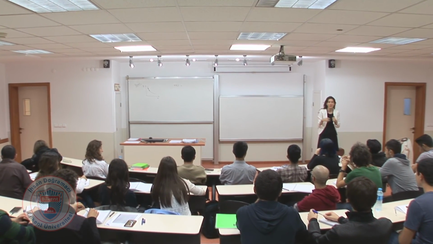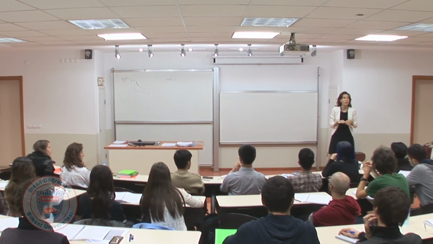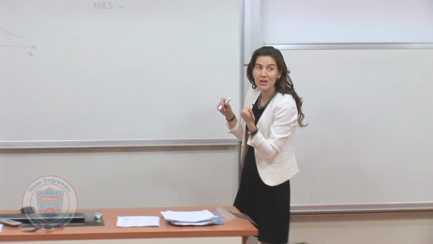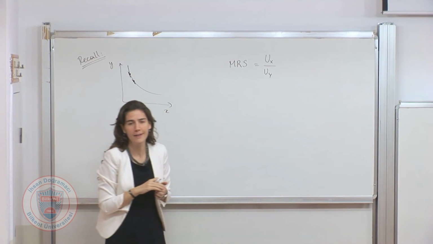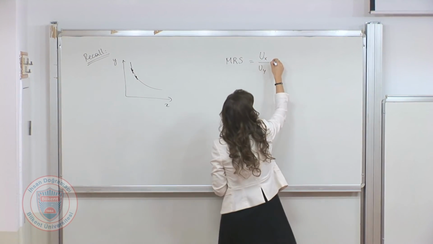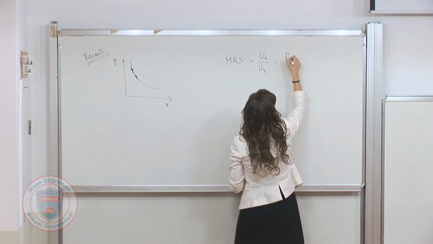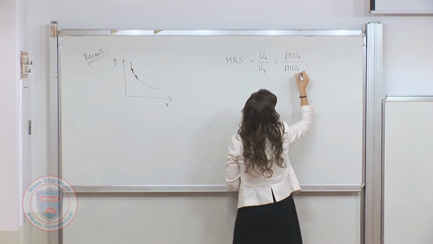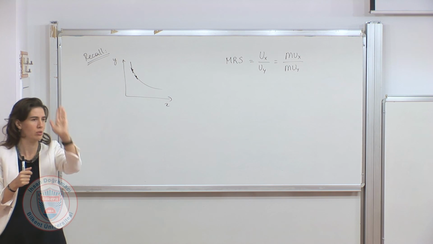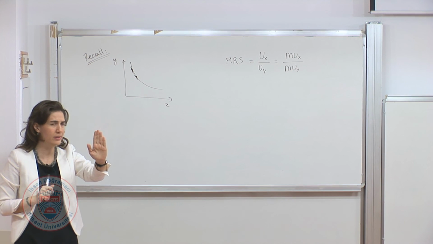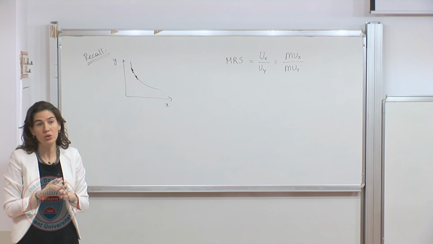So remember, we proved that this marginal rate of substitution is equal to the ratio of the marginal utilities, ux over uy. These were the partial derivative of the utility function with respect to x and the partial derivative of the utility function with respect to y. Basically, these were marginal utilities. It means that if I hold the amount of y constant but consume one more unit of x, how would this contribute to my utility?